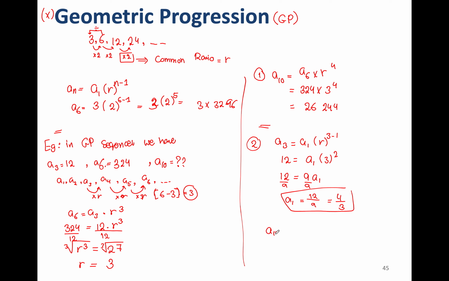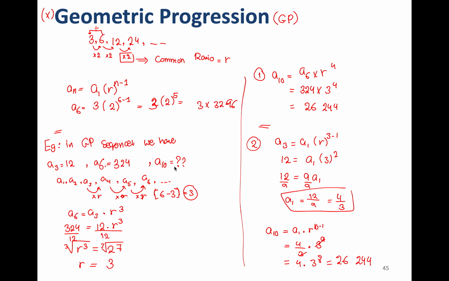So A10 is equal to A1 multiplied by R to the power 10 minus 1, which is equal to 4 over 3 times 3 to the power 9. So the 3 can cancel with the 3 here, and we are left with 4 times 3 to the power 8, and this is equal to 26,244. You can use either this way or this way, it's up to you, and it's up to the question itself.